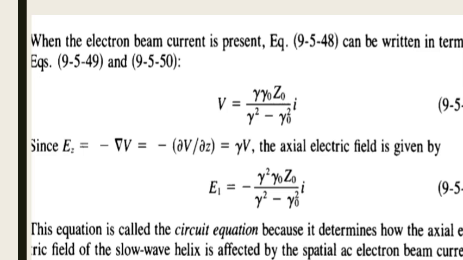That means the total voltage that will be introduced in your transmission line circuit, not the transmission, sorry, your helical structure, should be, it's coming as V equal to gamma naught Z naught upon gamma square minus gamma naught square, times I. So in total, this is the type of voltage we are going to get. This is called a circuit equation because it gives you an idea about the axial electric field of the slow wave helix structure, which is affected by the spatial AC electron.